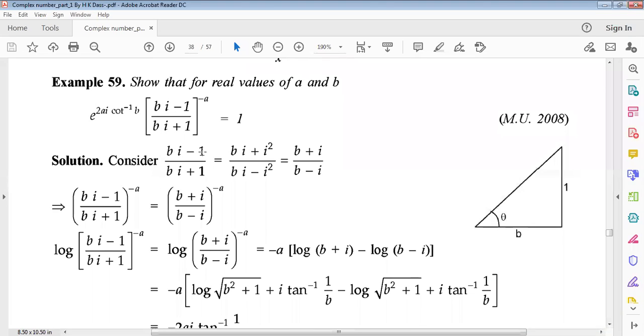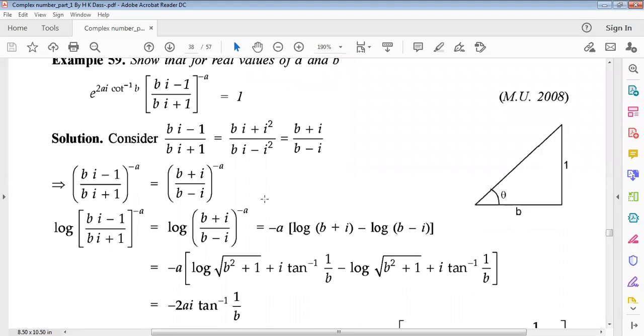This can be written as: bi minus 1 divided by bi plus 1. Using i squared equals minus 1, minus 1 becomes i squared. Now taking i common in numerator and denominator, we get (b plus i) divided by (b minus i). Now taking minus a power on both sides, this to the power minus a and this to the power minus a.